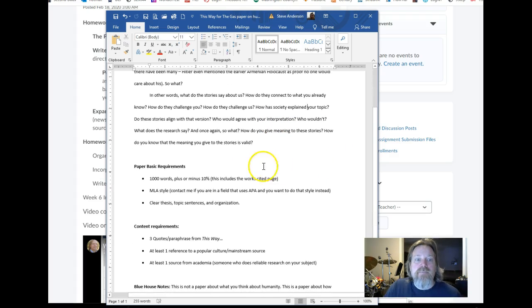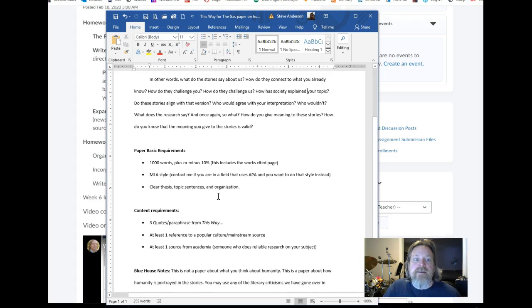And the requirements are 1,000 words plus or minus 10%. So that means 900 words or 1,100. MLA style, and like I've said before, if you know you're going into nursing or want to do it in APA, just let me know. And you can do it in APA style. I also have in the content section APA links for the information you'll need for that.